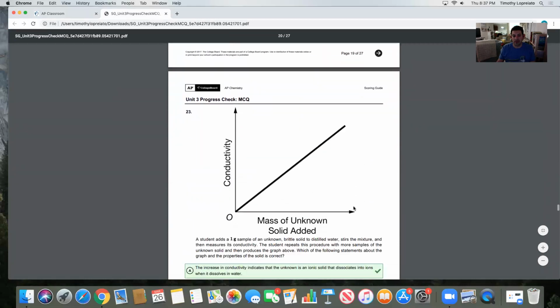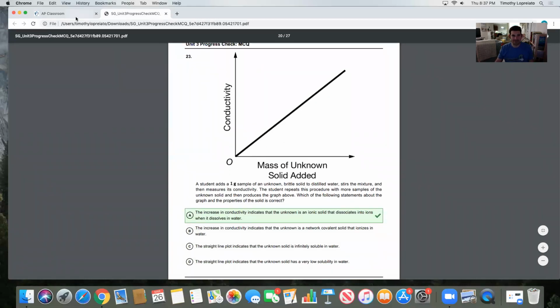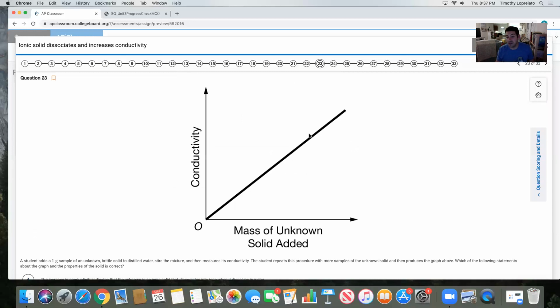What did they go with? Oh God. Choice A. Woohoo! All right. If it was a solid that does not dissolve, then yeah, you would not get that conductivity. So that is something that we could ask you.